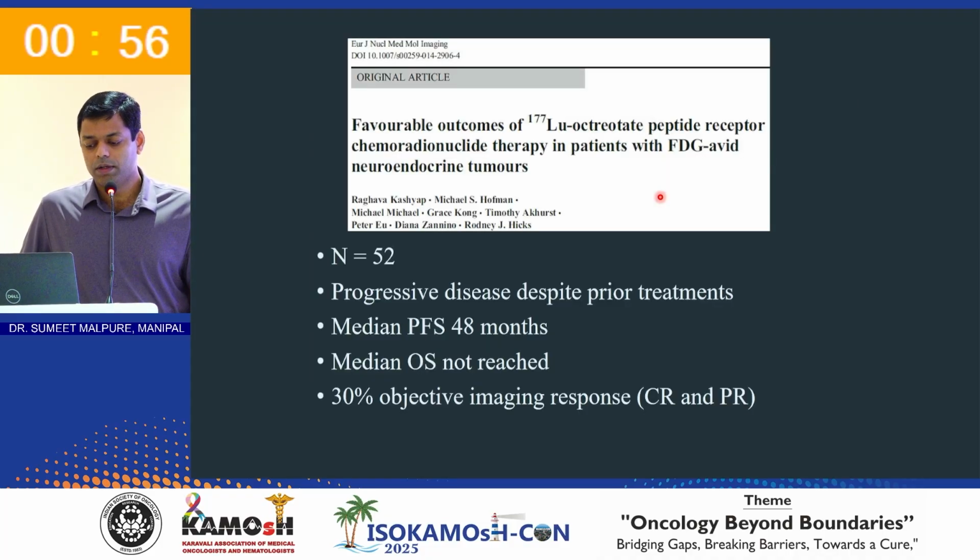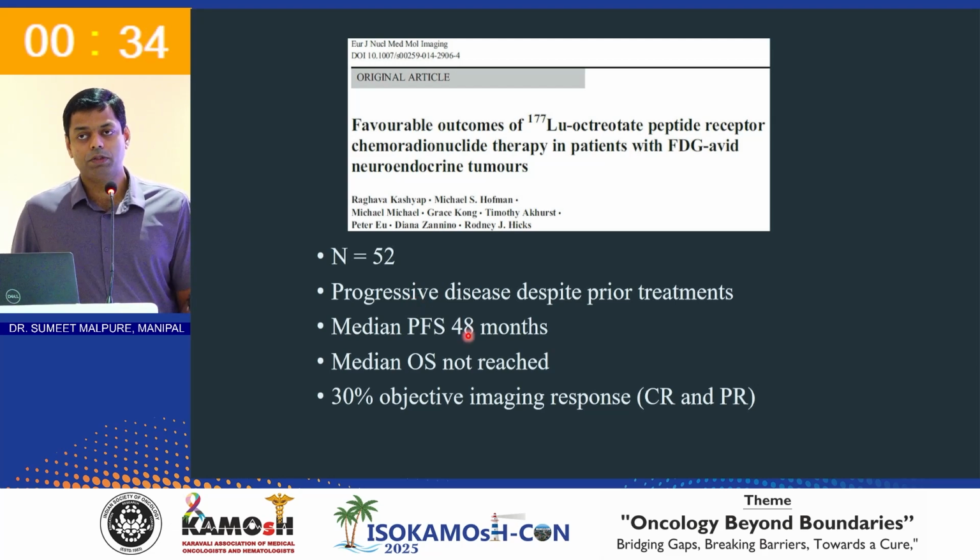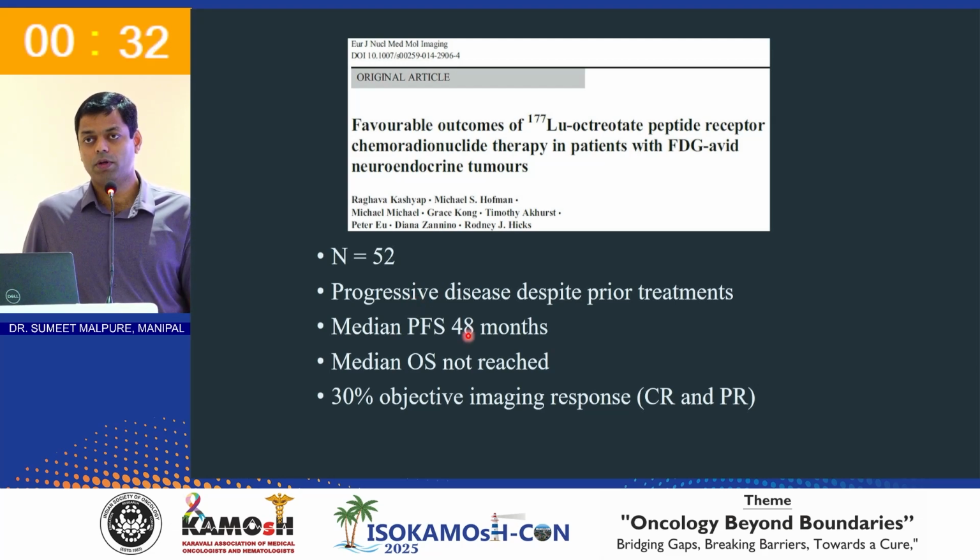So this is one paper which was published in EJNM, in which they assessed lutetium PRRT plus chemotherapy, that is CAPTEM, in patients with FDG-avid neuroendocrine tumors, where they saw that there was a 30% objective response rate and the PFS was almost 48%, as compared to historical data, where it is about 12 to 16 months for such patients.